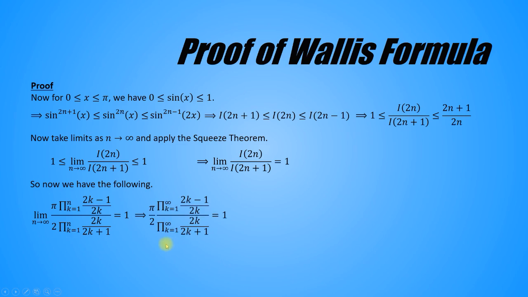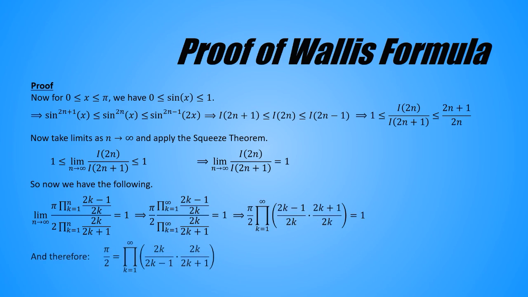We can eliminate the limit if we replace the finite products with infinite products. And in this step, I've divided these two fractions and put the quotient inside a single product sign. And finally, I multiply both sides by the reciprocal of the infinite product, and this completes the proof.